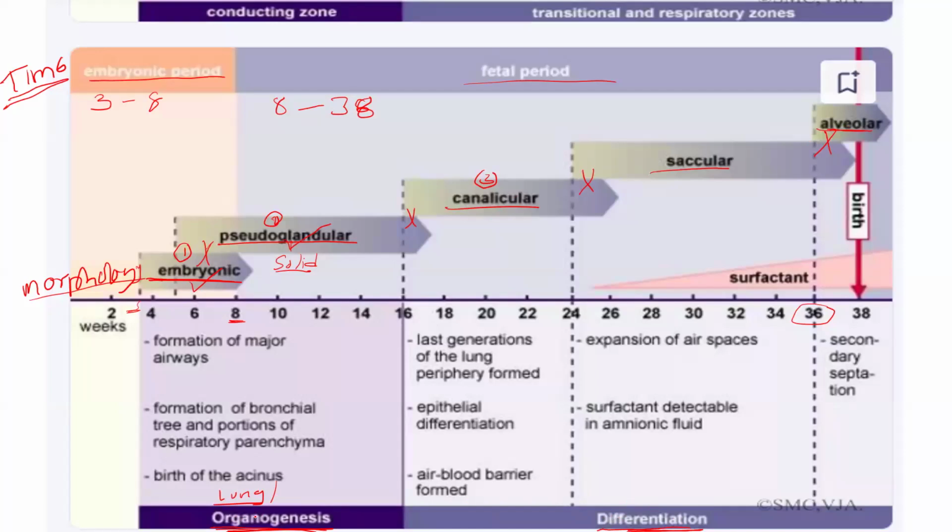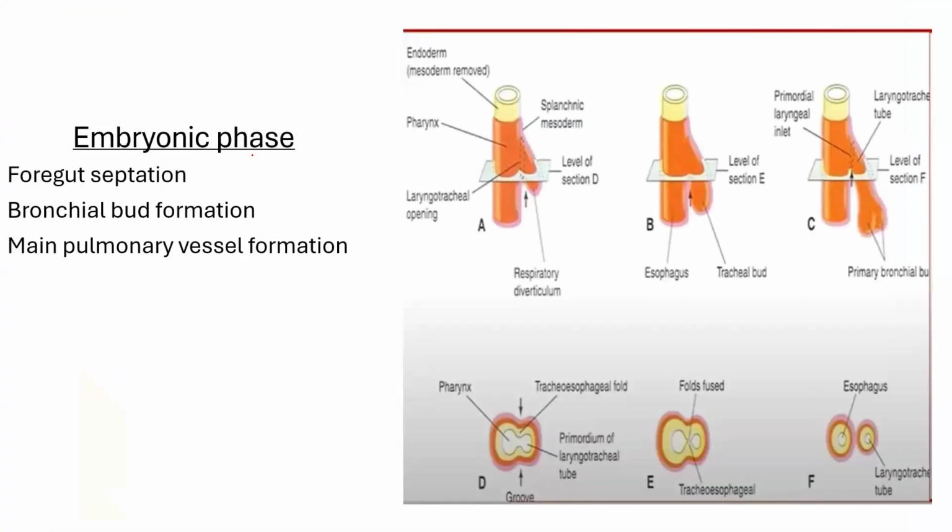But now you have to carry out the differentiation, that is, the specification of the lung for it to perform its intended function. So what happens in the embryonic phase? There is foregut septation, we have described that. Bronchial bud formation, we have described that. But also, you have formation of the main pulmonary vessel.